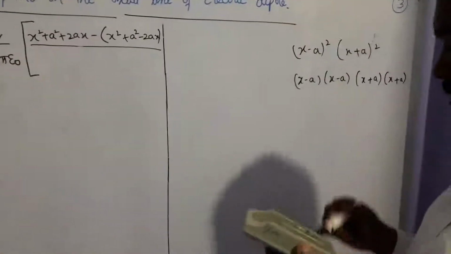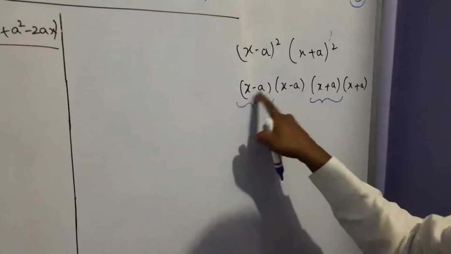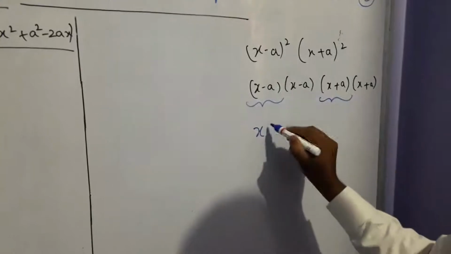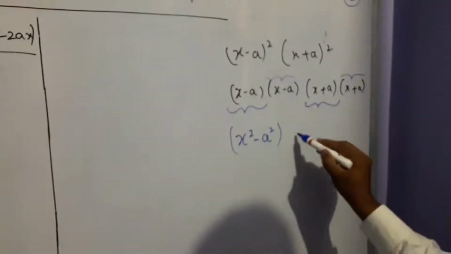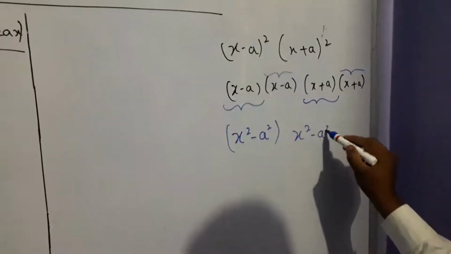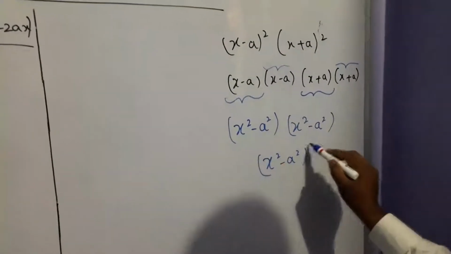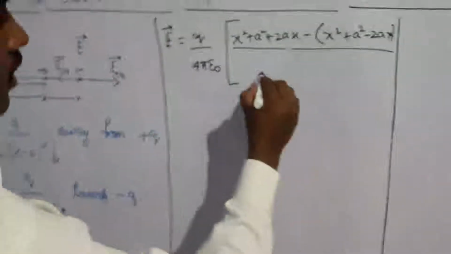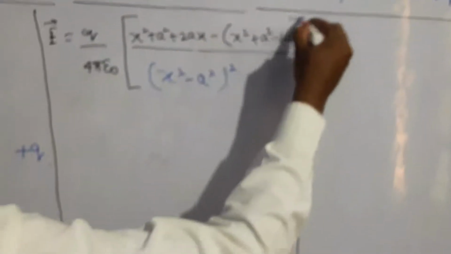Now see here this one. Now just multiply this term and this term, (a plus b) into (a minus b). What will you get? a square minus b square, one term, and also the remaining terms, this one and this one. In the same way you will get x square minus a square. Then finally you will get (x square minus a square) whole square. Right? You substitute here. What is that term? (x square minus a square) whole square.